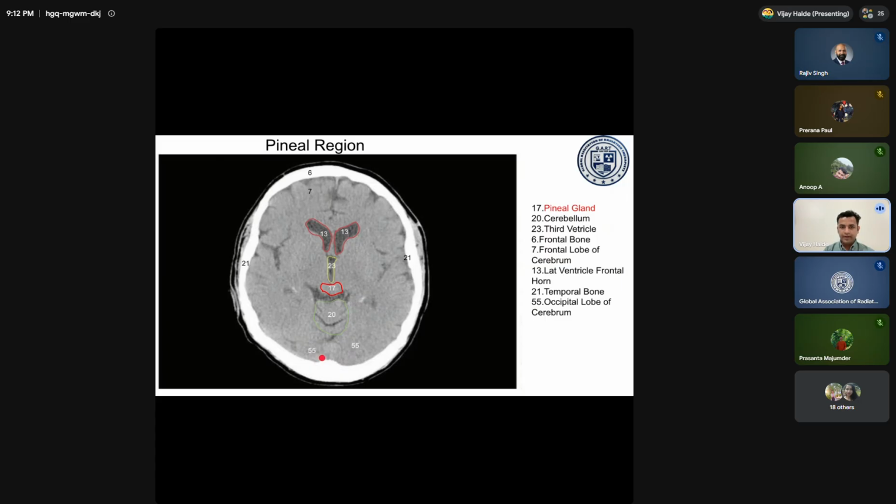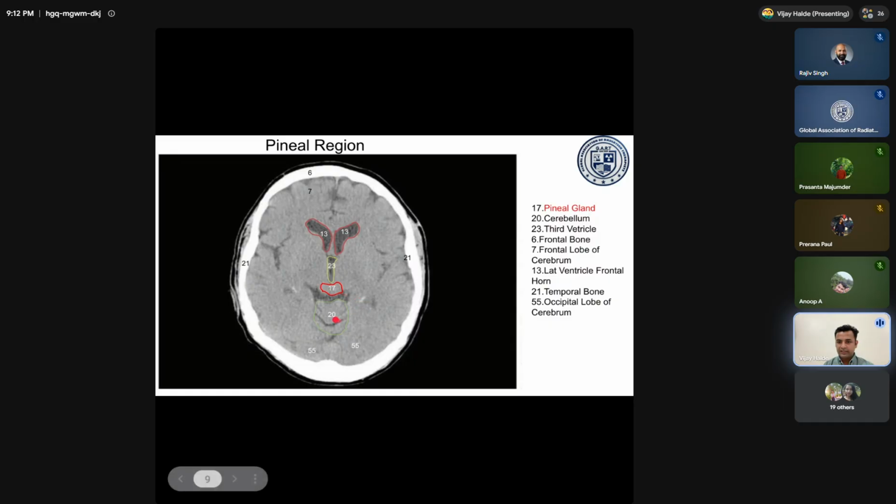While moving ahead, we are approaching the posterior cranial fossa, and the pineal gland, which is located just below the third ventricle. Number 23 is the third ventricle, contoured in yellow color. These two are the frontal horns. Number 20 is the cerebellum, and this is the pineal gland. In adults, it is sometimes visible as calcified, appearing dense on the CT scan. Posteriorly, there is the cerebellum. Here we can see this part is called the cerebellum.